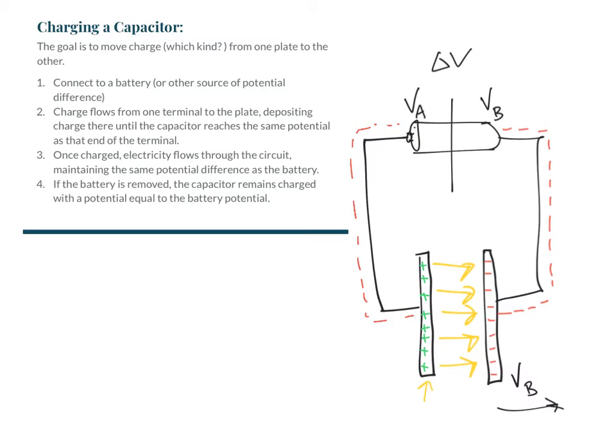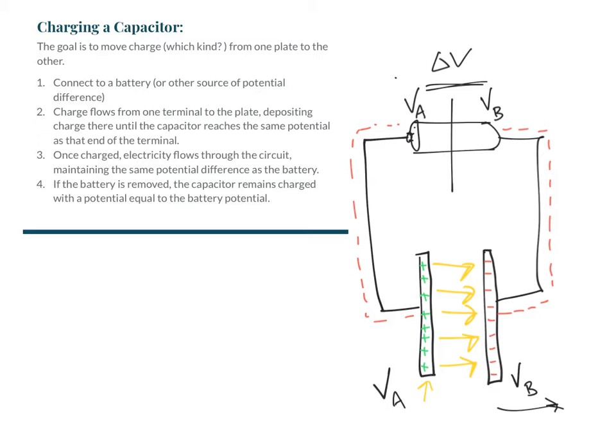And the way that that is going to end up is that this side will have the same potential as this side due to the same conducting properties. So the capacitor becomes charged that way, and it ends up with the same potential difference as the battery, which is something that is super important for us to know moving forward. The capacitor becomes charged with the same potential difference as the battery.